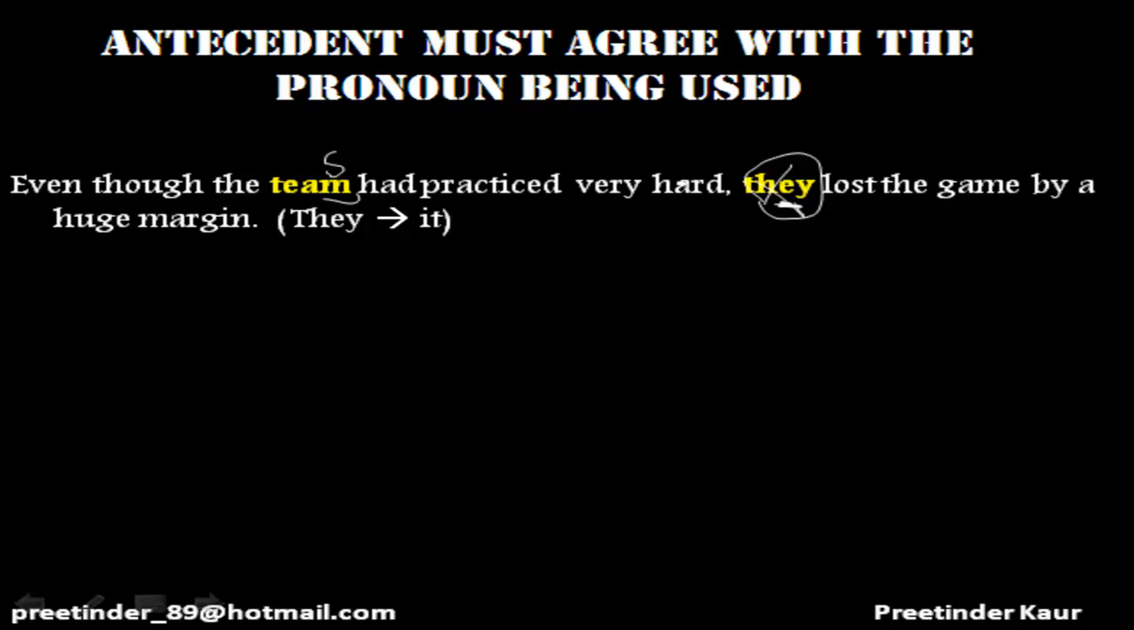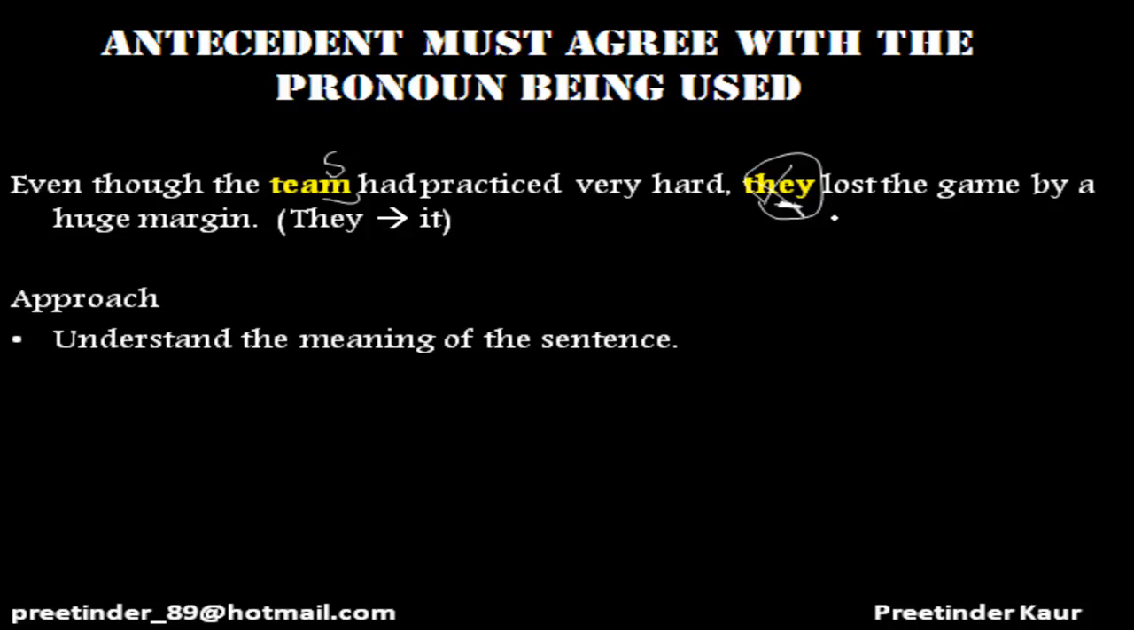Even though the team had practiced very hard, it lost the game by a huge margin, right? So for non-living things, for groups, for animals, we prefer to use it, and for males and females, we use he and she. What is the approach to be followed? You need to understand the meaning of the sentence. Now here you need to consider whether the team is doing something on a collective or group basis, or doing something separately. You know, all the members doing different things.